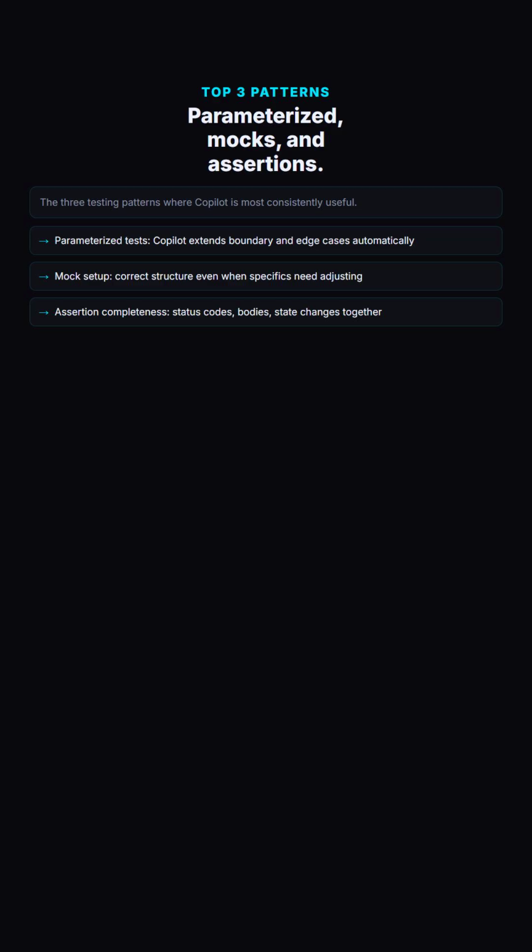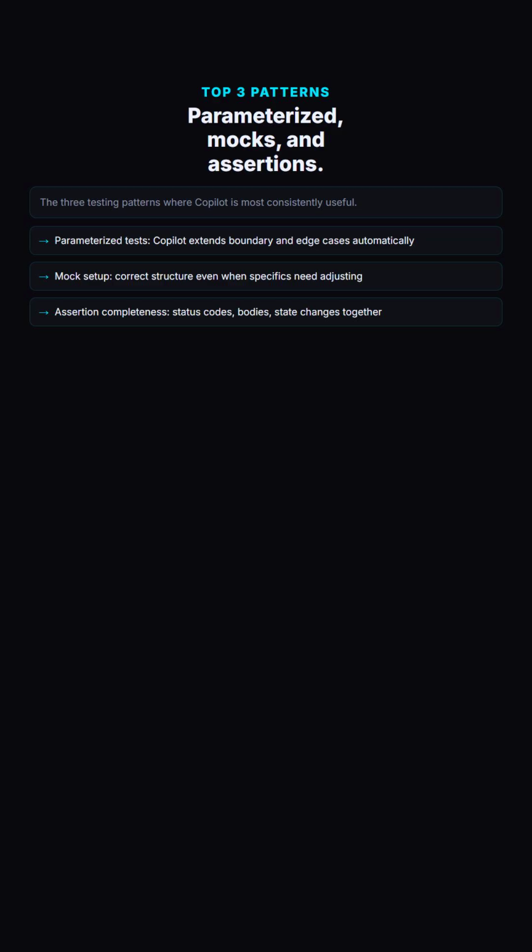The second pattern is mock setup. Mocking external dependencies is one of the most tedious parts of writing unit tests. There is a lot of boilerplate, the syntax varies by framework, and it is easy to set up the mock incorrectly in ways that do not immediately surface as test failures. Copilot has seen enough testing code across enough frameworks to recognize common patterns for mocking HTTP clients, database connections, file systems, and third-party APIs. It is not always right about the specifics of your system, but it usually gets the structure and the syntax correct, which is the hard part.